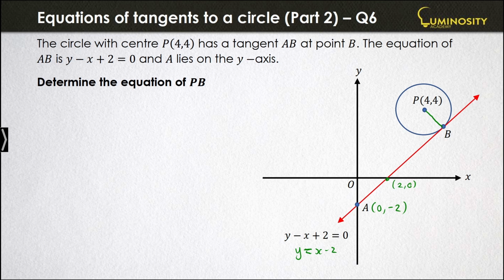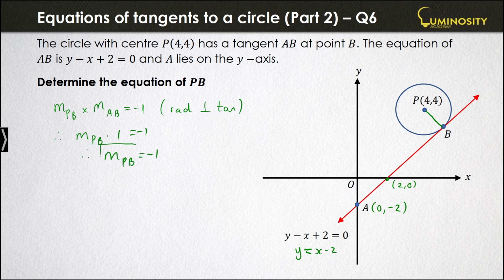So now we want to find the equation of line PB. Recall that PB is a radius line, so the gradient of the line PB times the gradient of the line AB must be negative 1, because the radius is perpendicular to the tangent. Therefore, the gradient of the line AB is just 1. So I get m_PB times 1 equals negative 1. Therefore, the gradient of the line PB is just negative 1. And that makes sense. It's a negative facing straight line from left to right.